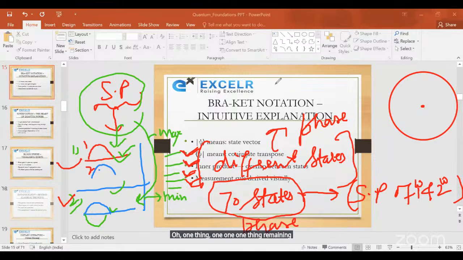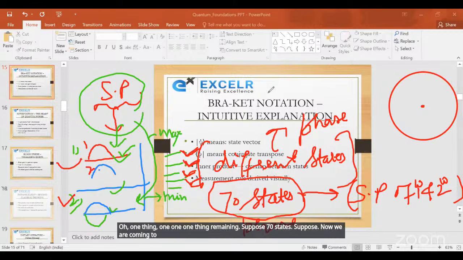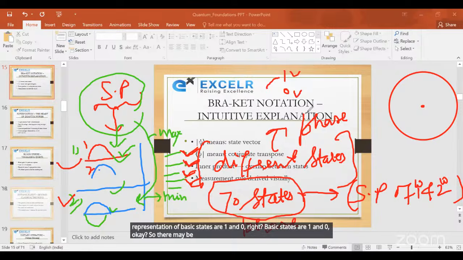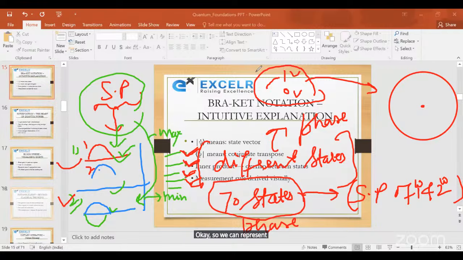Suppose 70 states. Now we are coming to quantum computation. In quantum computation, we are using ket vectors and bra vectors. All these vectors are representations of basic states, 1 and 0, right? So there may be 1, there may be 0, there may be a mix of 1 and 0. We want to represent this directly. So 1 means ket 1, 0 means ket 0.